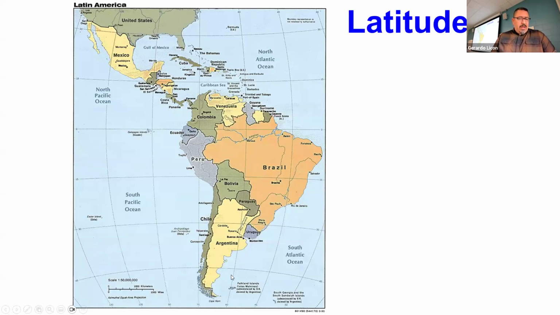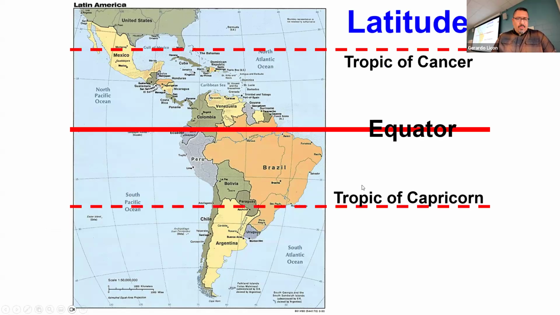Okay, then we have latitude. In the previous class, I talked about the tropics and what they mean. Closer to the poles, it gets colder. Closer to the equator is warmer. But it's actually more complicated than that, because it's at the tropics themselves, the Tropic of Cancer and Tropic of Capricorn, where it actually gets the hottest, or can get the hottest at a certain point of the year. So it's not just the equator.